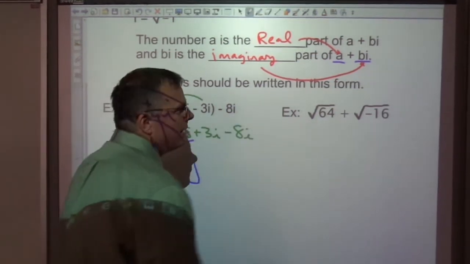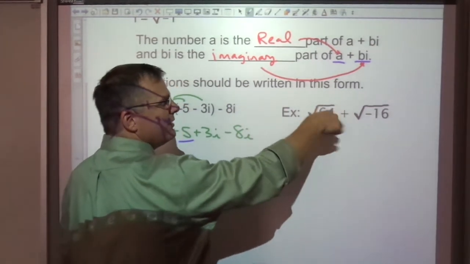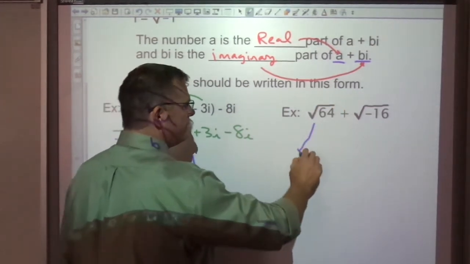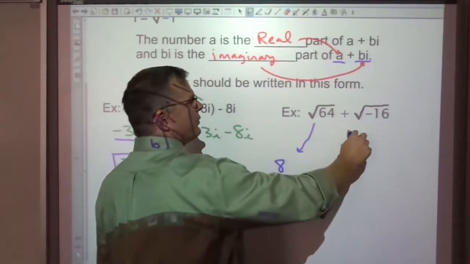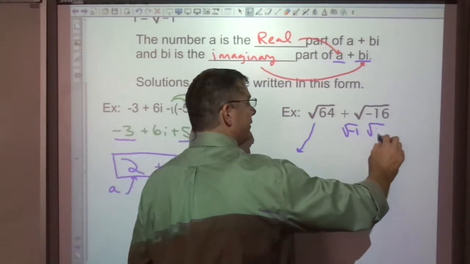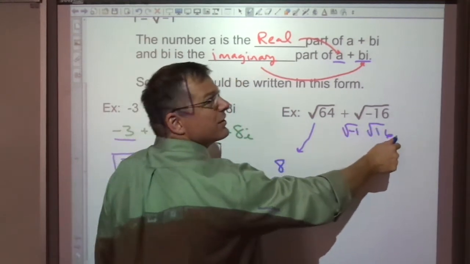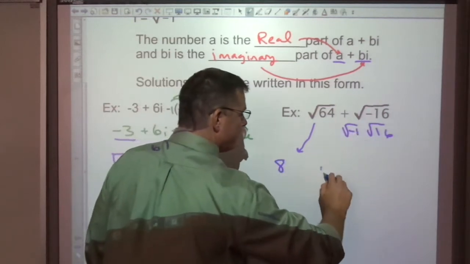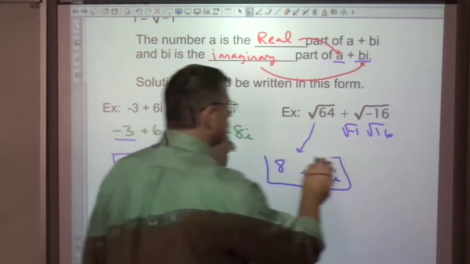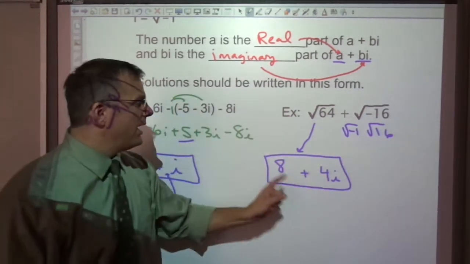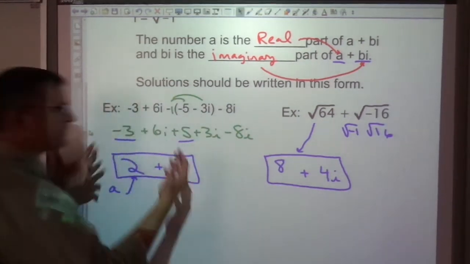Okay, in this problem, square root of 64, I know that is 8. There's no negative. I can deal with a positive radical. That's just going to be 8. But this one I can't do anything with as long as it's negative. So I need to change this. Now it's positive. I know how to deal with a positive square root of 16. That is 4. And this is i. So we have 8 plus 4i. A plus bi, real, imaginary. This is standard form. Okay, this is how you add and subtract.